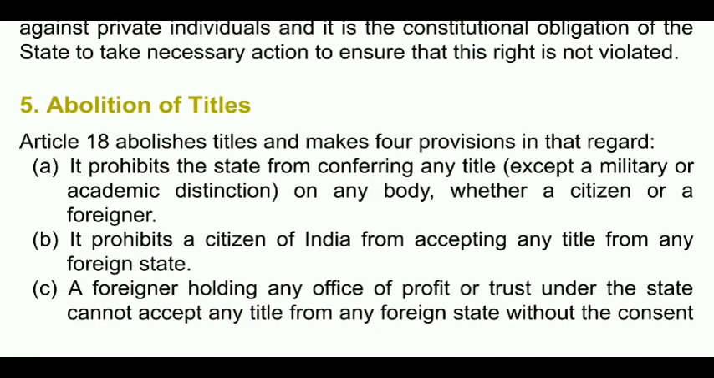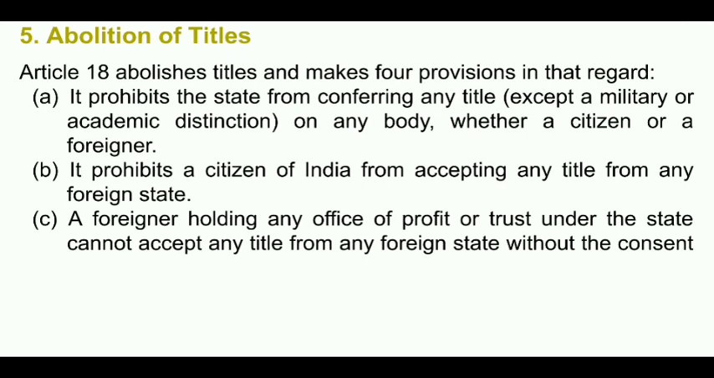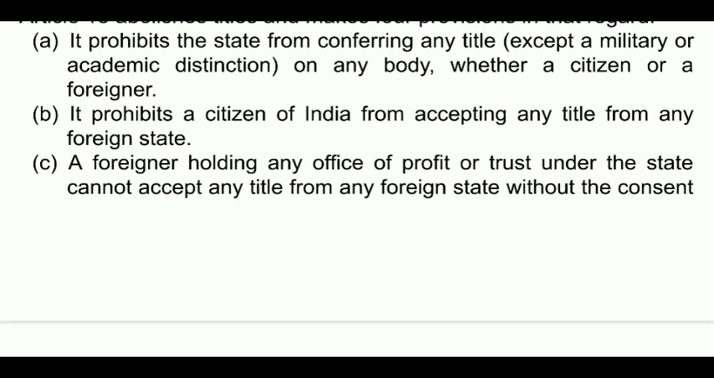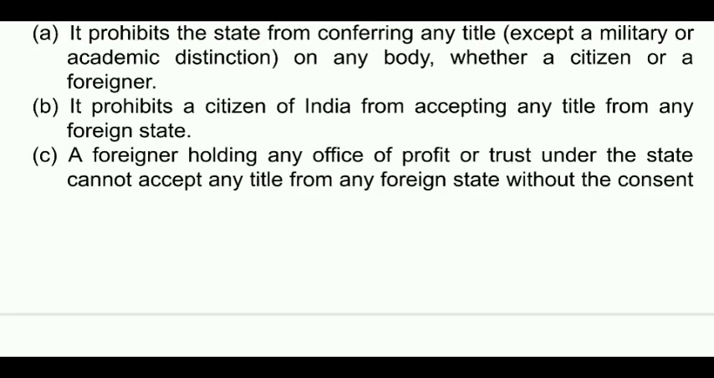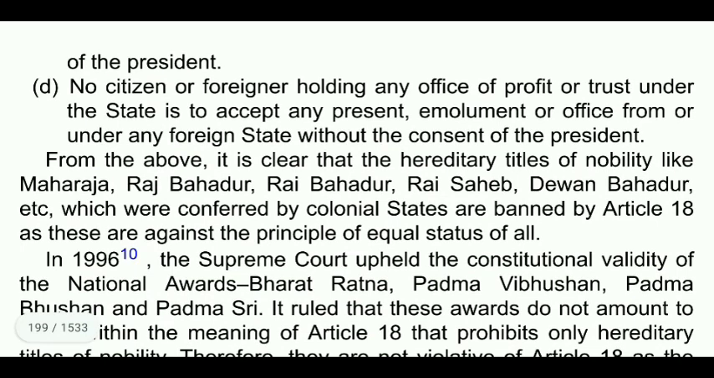Fifth, abolition of titles. Article 18 abolishes titles and makes four provisions in that regard. A. It prohibits the state from conferring any title except a military or academic distinction on anybody, whether a citizen or a foreigner. B. It prohibits a citizen of India from accepting any title from any foreign state. C. A foreigner holding any office of profit or trust under the state cannot accept any title from any foreign state without the consent of the president. D. No citizen or foreigner holding any office of profit or trust under the state is to accept any present, emolument, or office from or under any foreign state without the consent of the president.